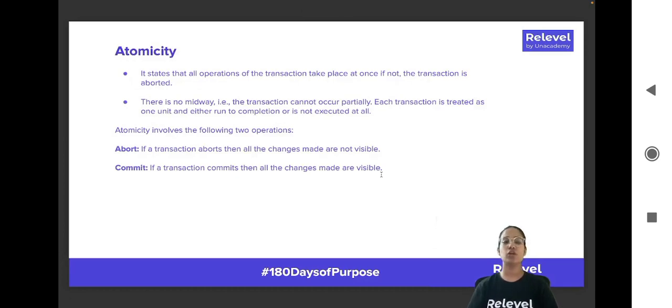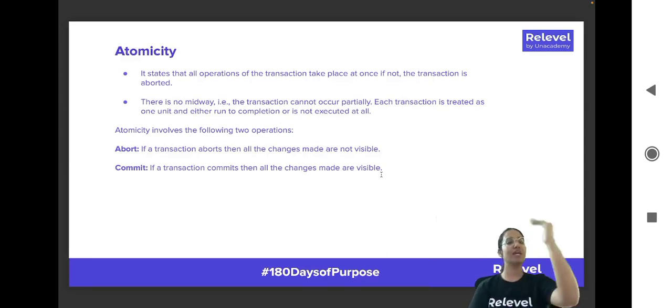When we talk about atomicity, it states that all the operations of a transaction take place at once, and if not, the transaction is aborted. All the operations have to be executed one after the other, and they either fully execute or they don't execute at all. There is no concept of half a transaction. You cannot say half I've executed, half I'll do later. No, all the tasks or operations are performed at once and operated as one single unit. And if not, you simply abort the transaction.